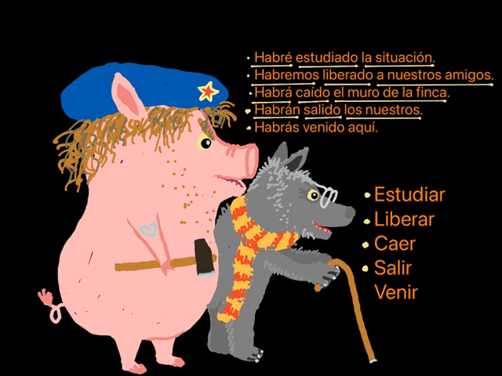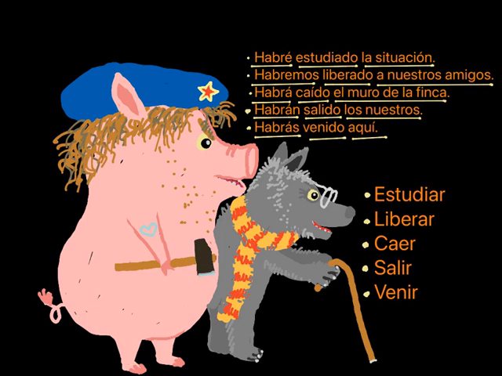Habrás venido aquí. You have here the verb venir, to come. And then he says the wolf, you will have come here. So it is the future of the auxiliary verb, habrás, with the accent mark again. Venido, this is the past participle of the verb venir, and aquí, here. Okay, so you see how it works? It's the formula, and it always works like that.